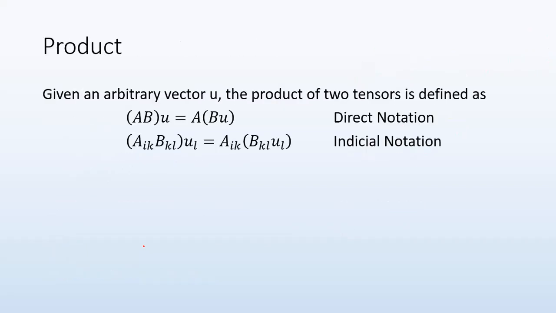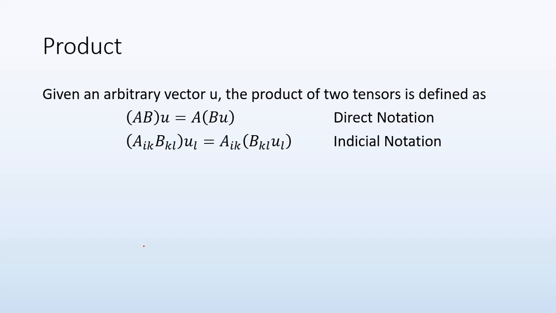Now let us look into the product of two tensors. Using operational analysis, we can say that given an arbitrary vector u, the product of two tensors is defined as AB acted upon u will be equal to A acted upon B acted upon u. Hence, AB of u will be equal to A of Bu.